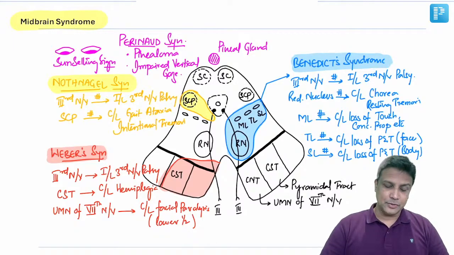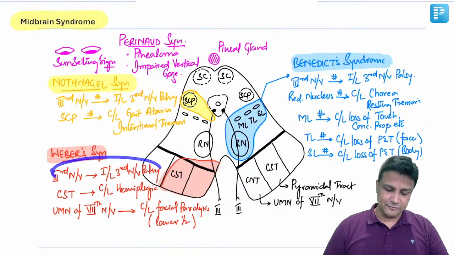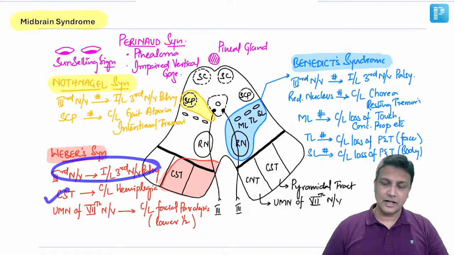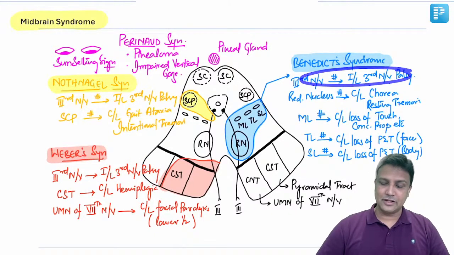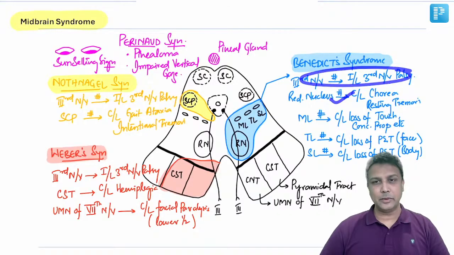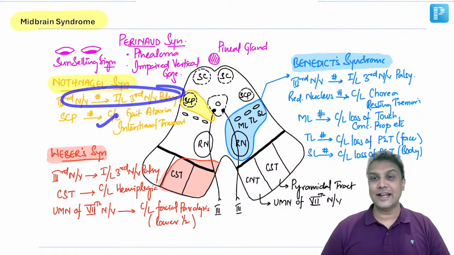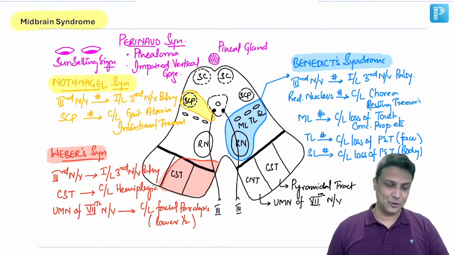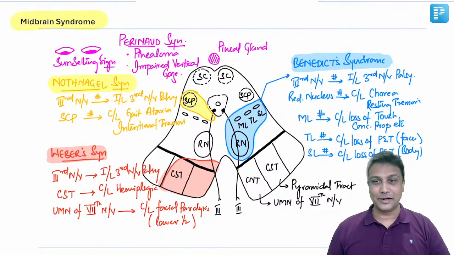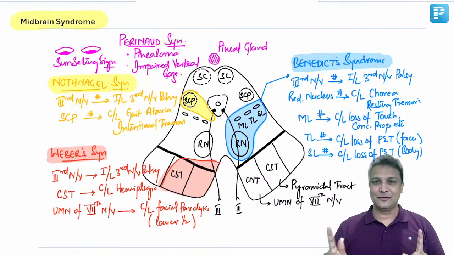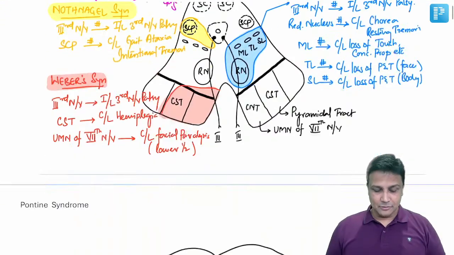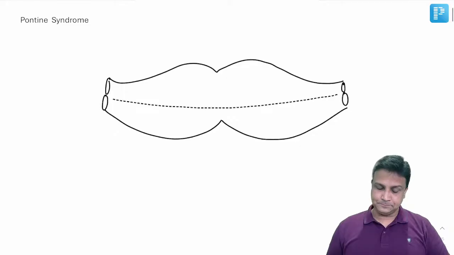If a patient comes to me along with the third nerve palsy, there is contralateral hemiplegia, Weber syndrome. Along with third nerve palsy, if there is contralateral chorea, then it will be Benedict syndrome. Along with the third nerve palsy, if there is a contralateral gait ataxia, then it is Nothnagel syndrome. Nothnagel syndrome, guys. Remember like that. So along with the third nerve palsy, if you see that combination, I hope now the things are becoming easier for you. Moving on to the pons here.